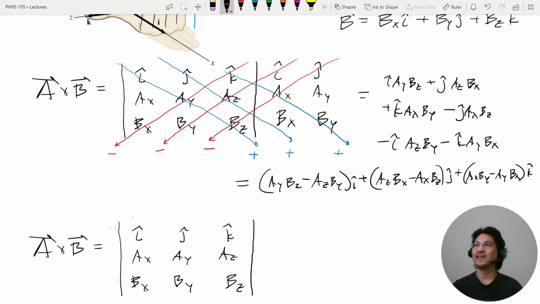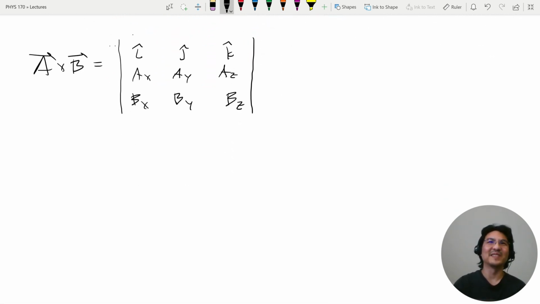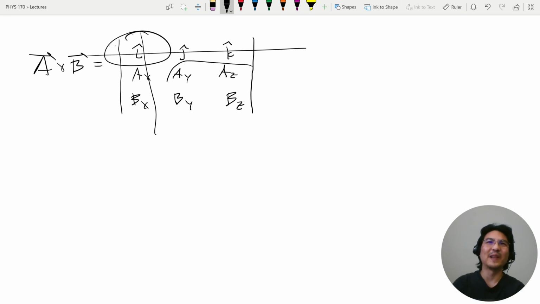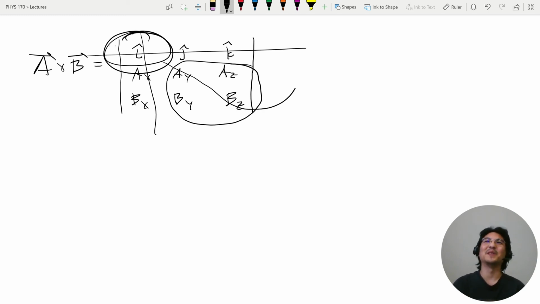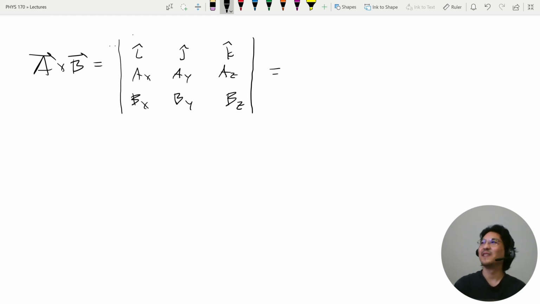The other way is the cofactor expansion method. So it goes like this. You start with I, so you ignore this row and this column, and look at the leftovers here. So it's I times, and you multiply this like a fish, AYBZ minus AZBY. So let me write that. In the I direction, just look at this and multiply like a fish, AYBZ minus AZBY.